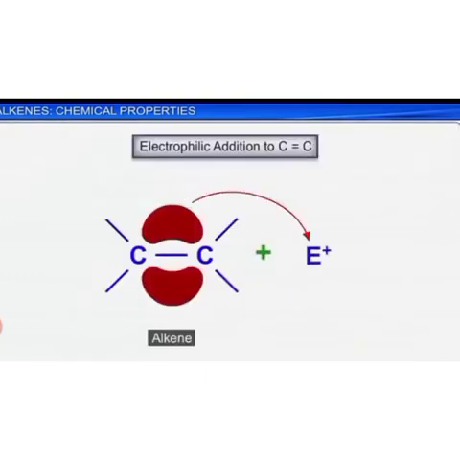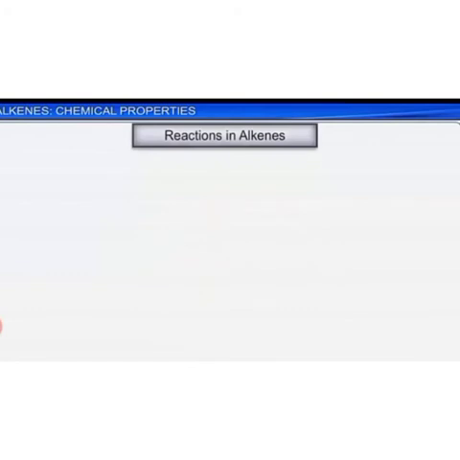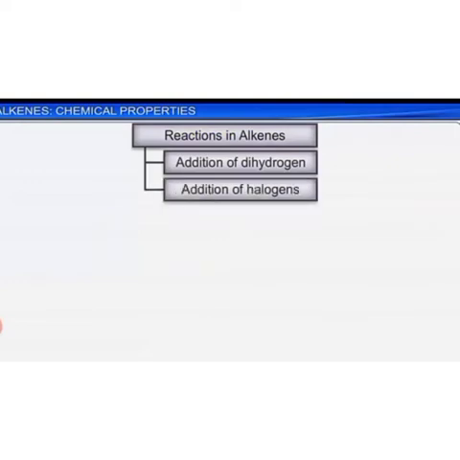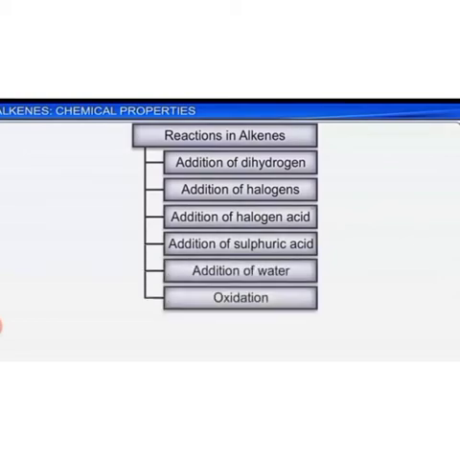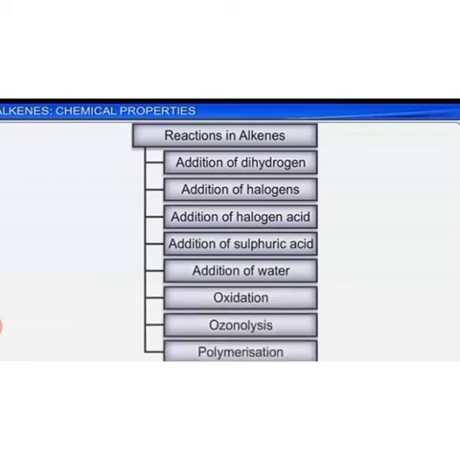These addition reactions are usually electrophilic in nature, as the pi electrons of carbon-carbon double bond are available to any species seeking electrons. Let us study the following reactions in alkenes. Addition of dihydrogen, addition of halogens, addition of halogen acid, addition of sulfuric acid, addition of water, oxidation, ozonolysis, polymerization. Let's start with addition of dihydrogen to alkene.